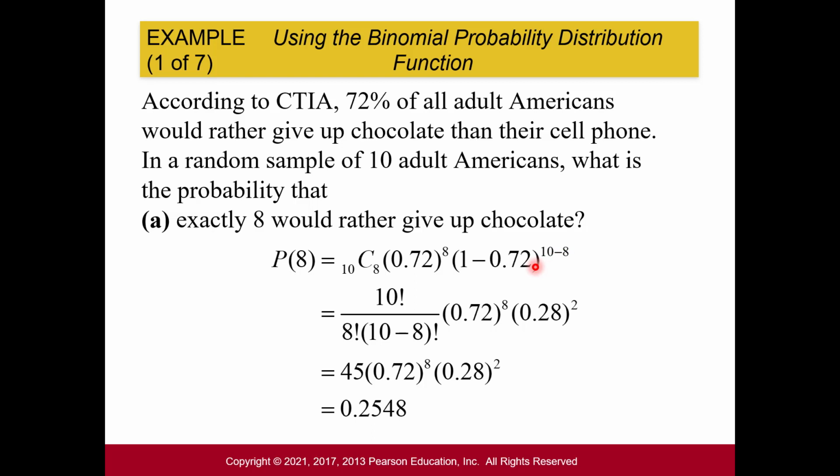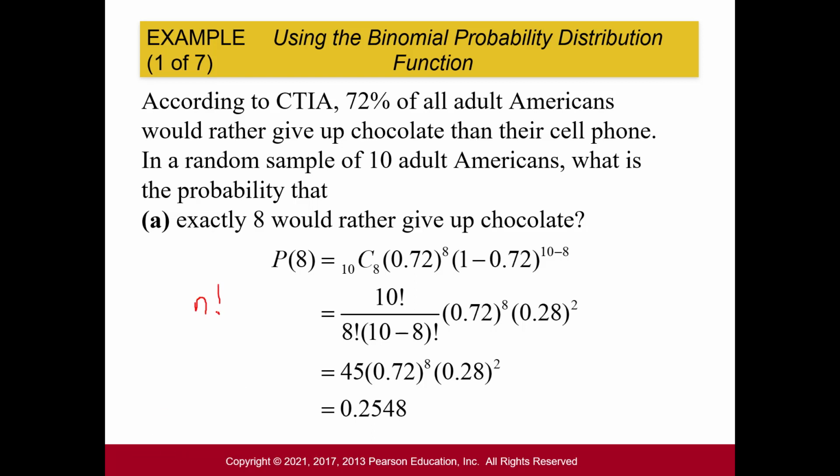And then if we start simplifying, if you remember when we learned about combinations, this was the formula. It was n factorial over 8 factorial times 10 minus 8 factorial. So real quick with letters, if you recall, it was n factorial over r factorial times n minus r factorial. And then notice we just simplified the exponent here. It was 2, and we simplified inside the parentheses, that's 0.28. And then we just calculate, you can use your calculator for this, 25.48%.